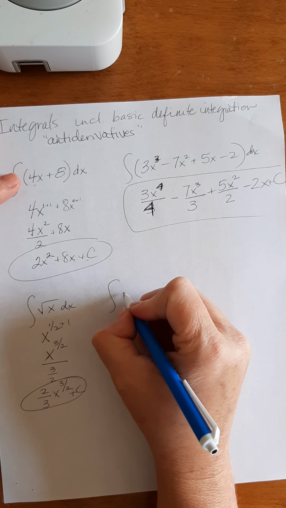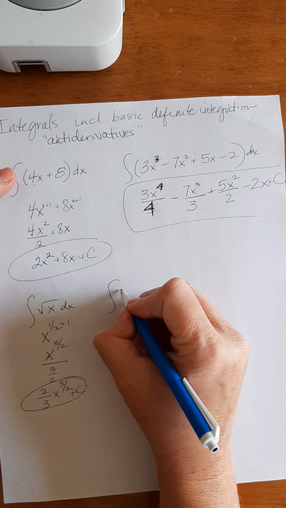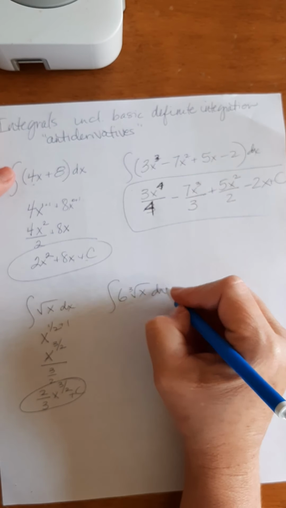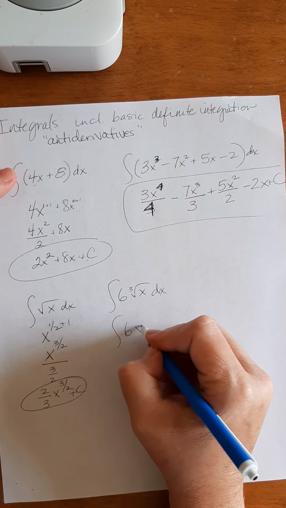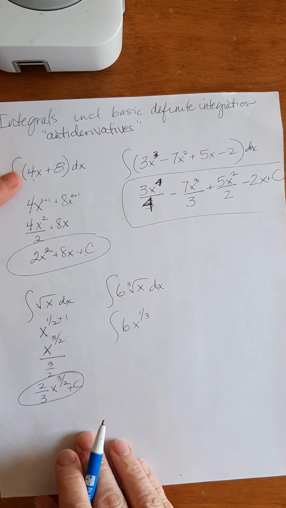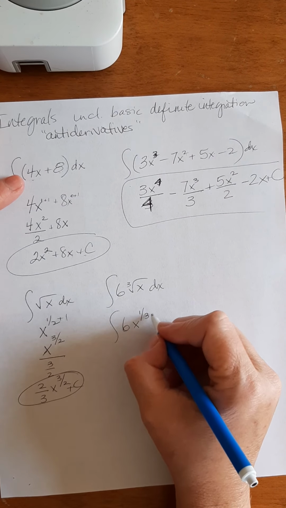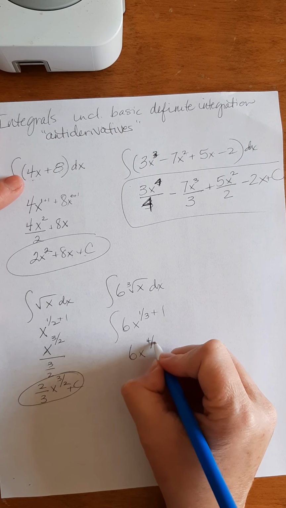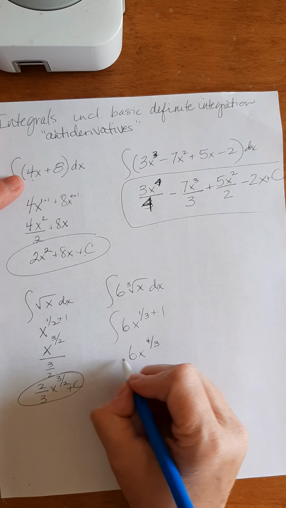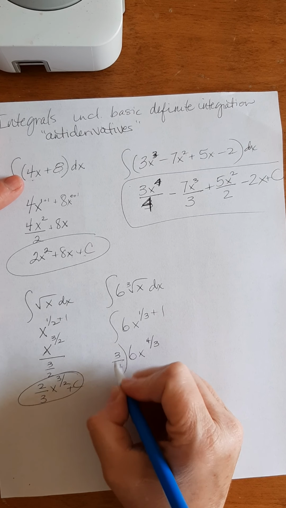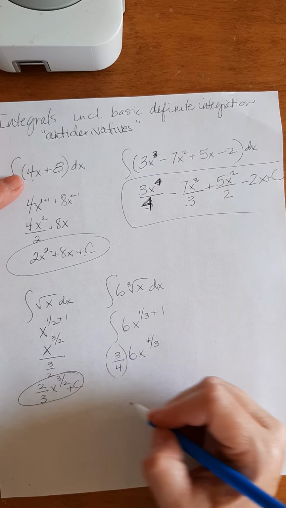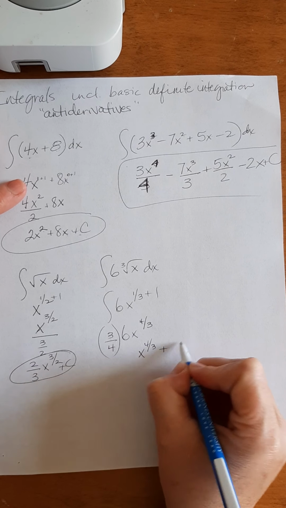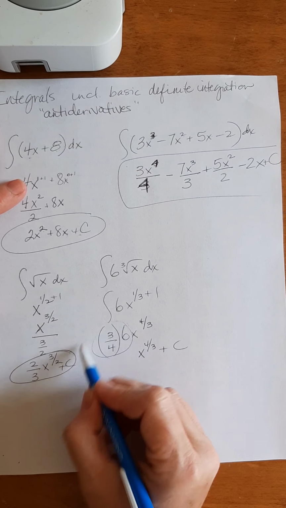Just like, let's say if I had 6 times the cube root of x. Same thing, make it a power, so 1/3. All right, so we're going to add 1, so 4/3, divide by the new exponent, which is multiply by the reciprocal, and then, of course, you've got your plus c, but this we can reduce a little bit.